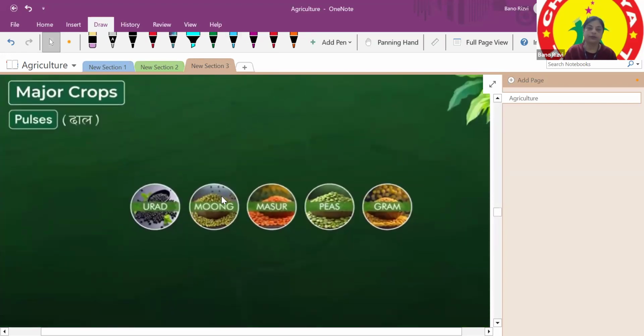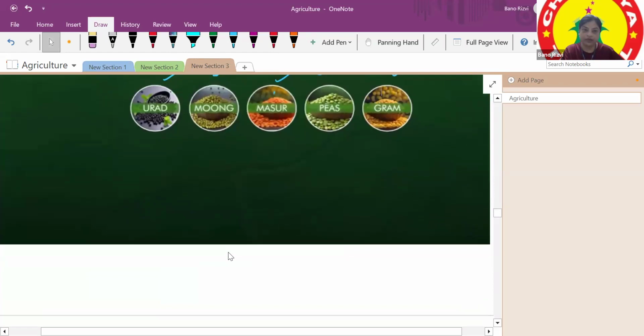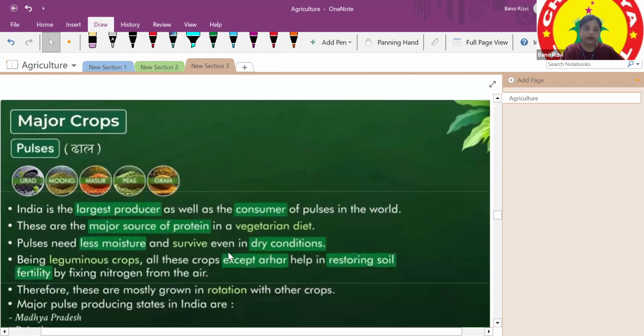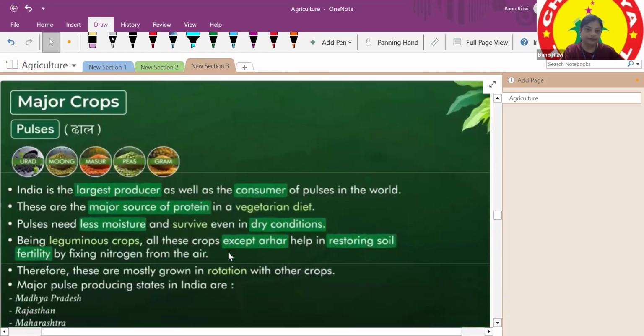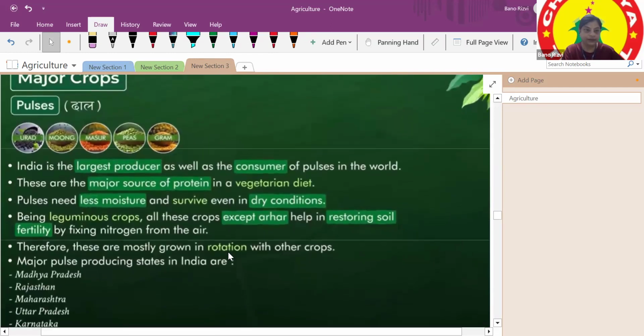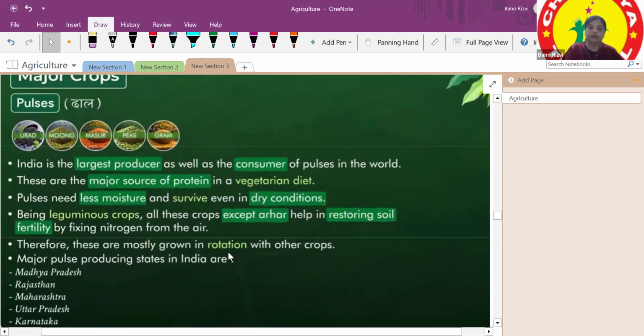Now, another major crop we have is pulses. That is urad dal, moong dal, masoor dal, peas, gram, black gram, and green gram. So let's talk about these pulses. India is the largest producer as well as the consumer.